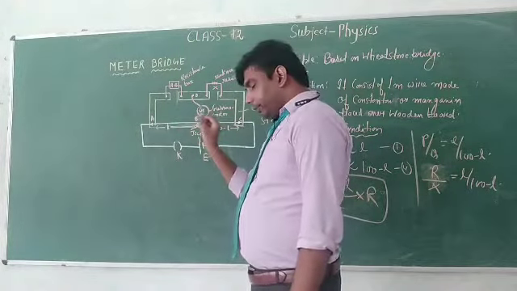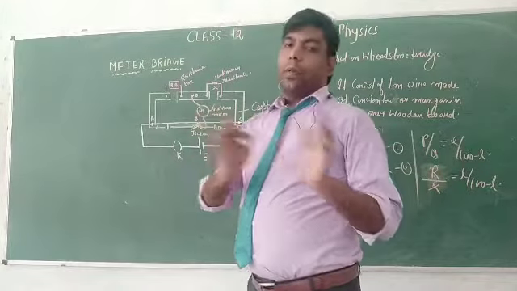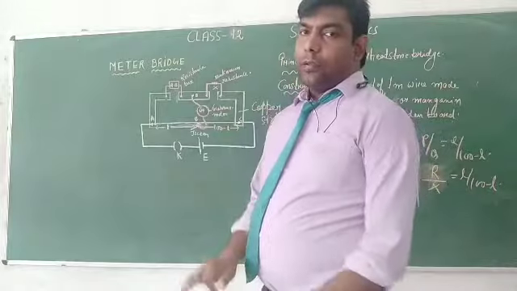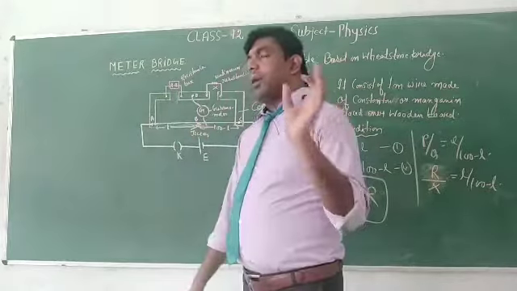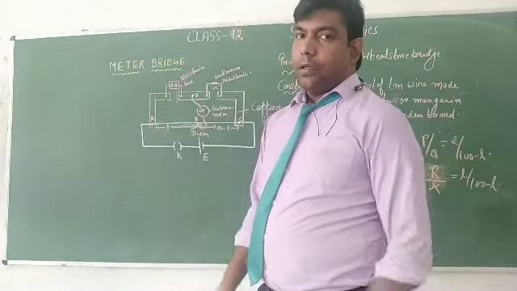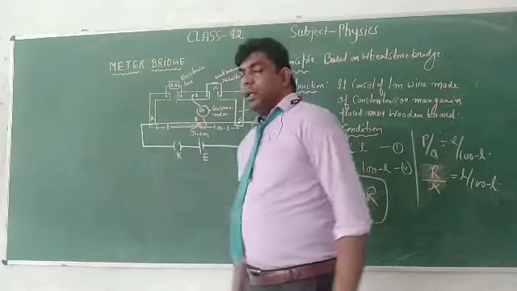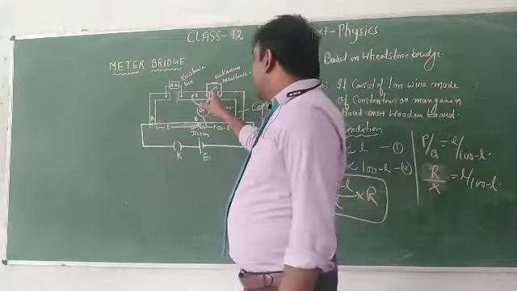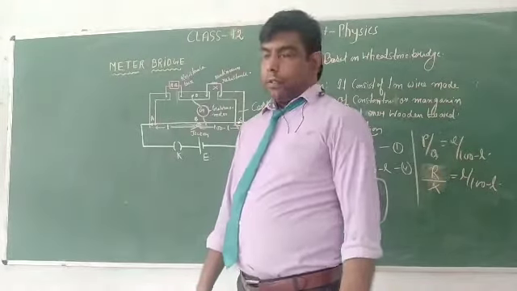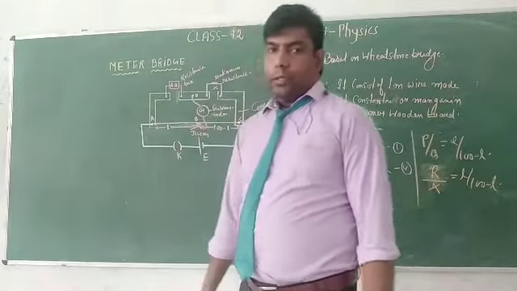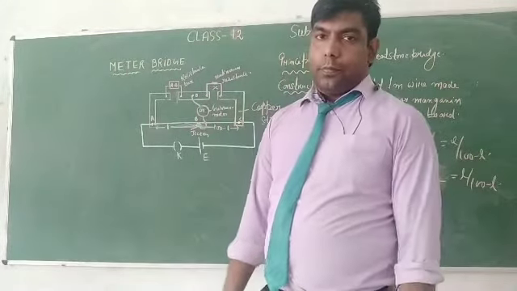Also one thing, generally we try to get the balance point at the middle of the wire, not at the end of the wire. It is so because all the resistances here are of approximately the same order. So when we get the balance point near the middle, the value of unknown resistance which we calculate will be very accurate. If we are not getting the balance point around the middle point, then the value we find will not be accurate, right?